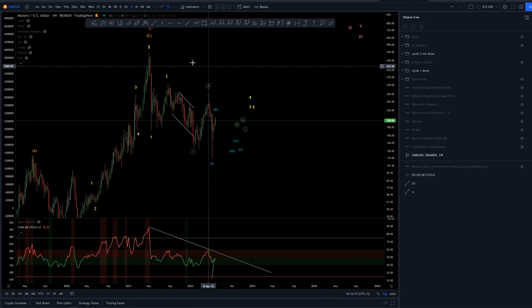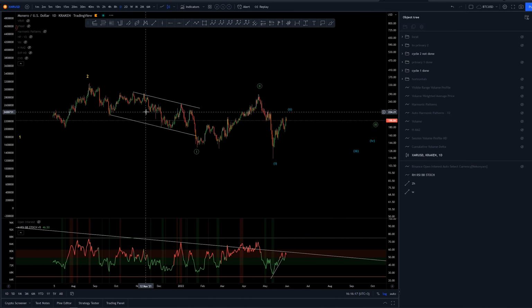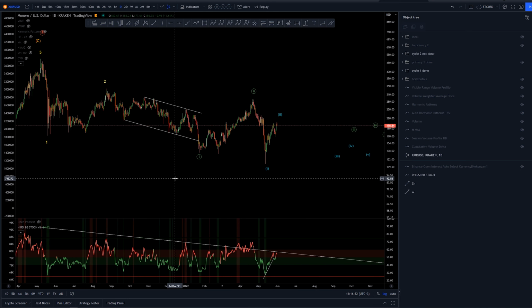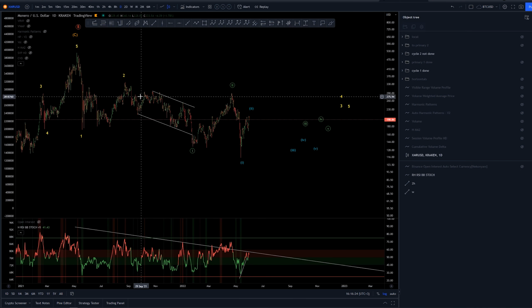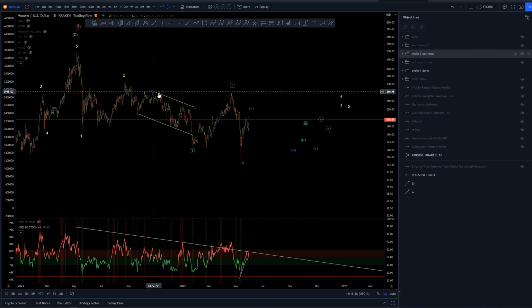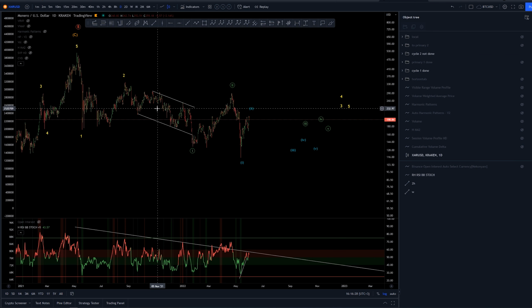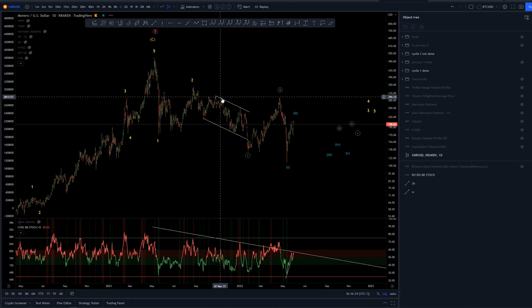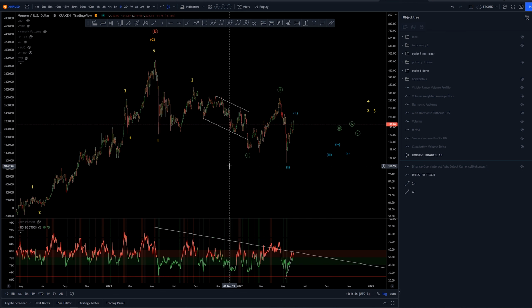I really don't like the current look that we have here. It is definitely not an easy structure to play with, and yeah, it is really ugly. This here is supposed to be some kind of expanded diagonal, but it just doesn't have the right look. I'm still keeping this as an alternate count until proven otherwise.